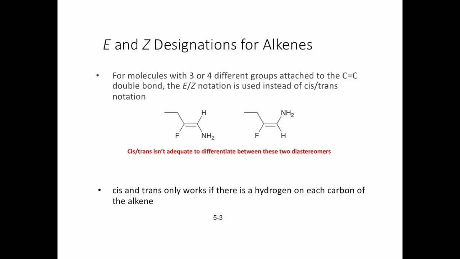I've told you about cis and trans alkenes, but we have to use a different designation when we have alkenes with 3 or 4 different groups attached. In this situation, we're going to use the E or Z notation instead of cis or trans. Cis and trans only works if there's a hydrogen on each carbon of the alkene, because it essentially means the non-hydrogen groups are either oriented cis or trans to each other. So if you have more non-hydrogen groups, you have to use the E or Z notation.